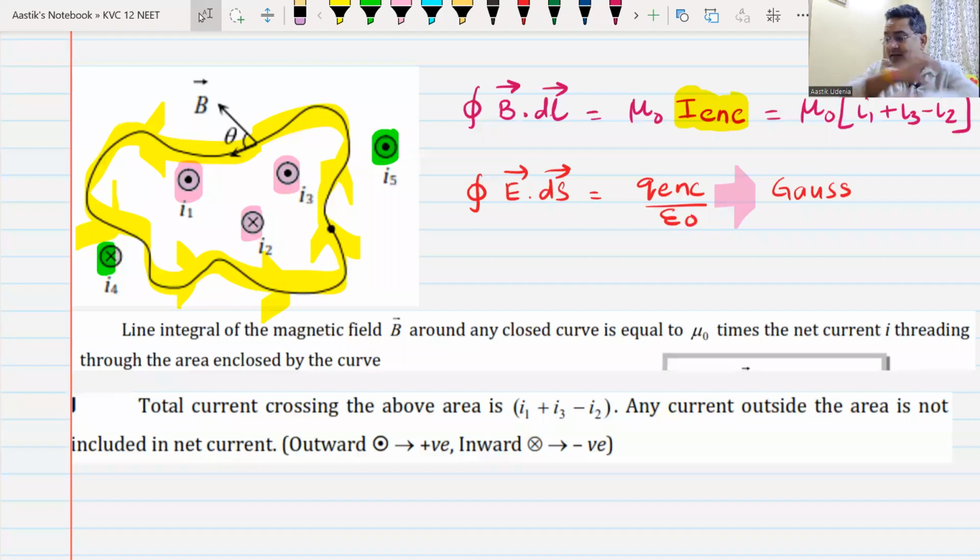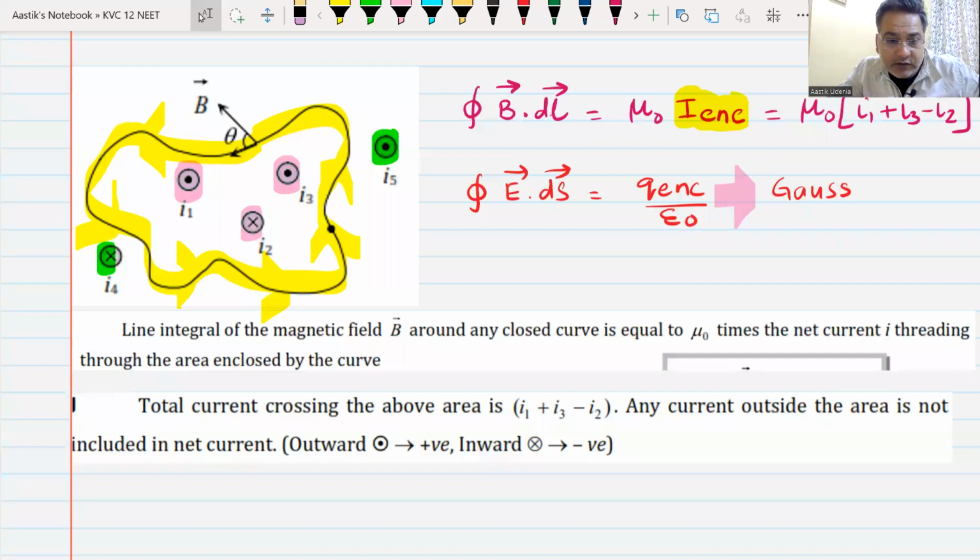So this is Ampere circuital law. It's a simple law. And now I'll give you a couple of questions based on this, and I hope you will be able to solve those questions. This is the first question that is going to come on your screens.